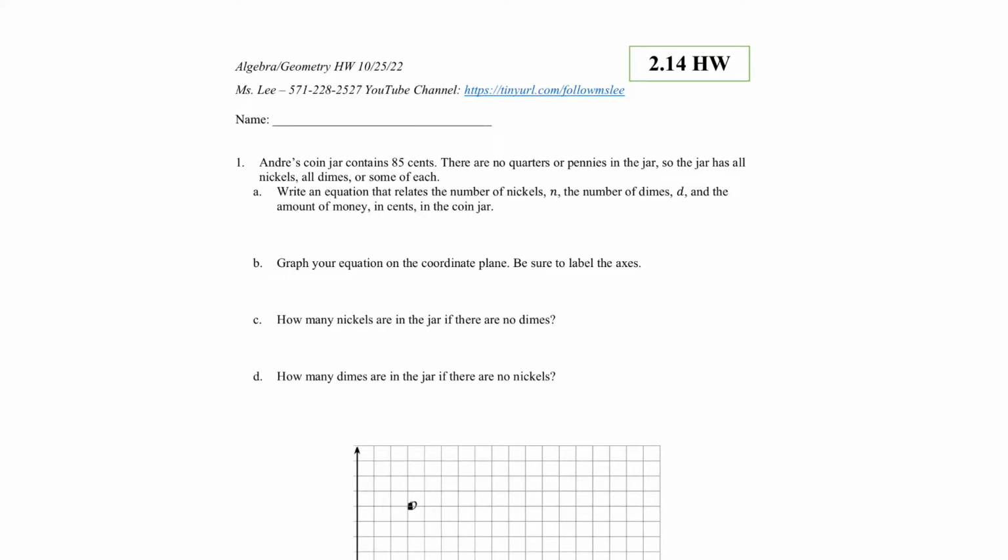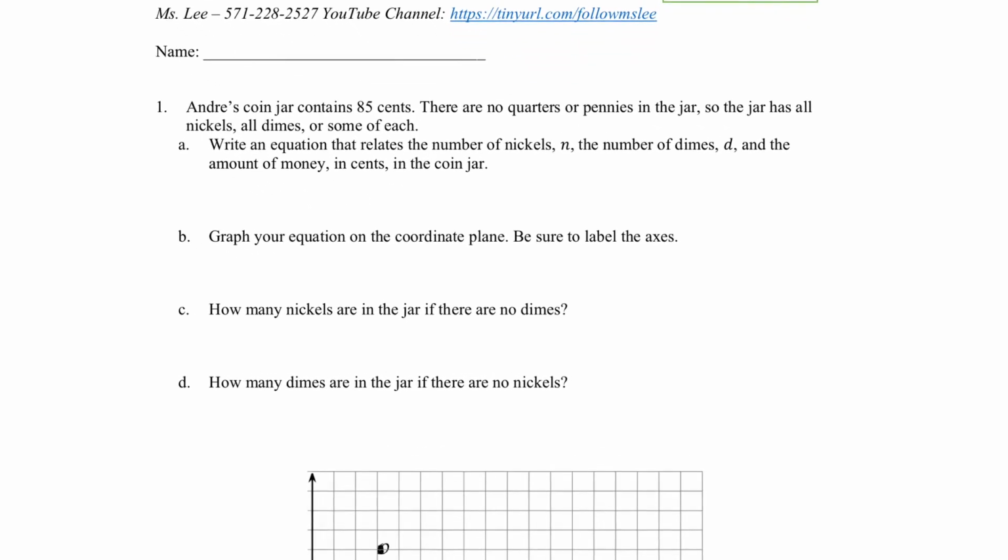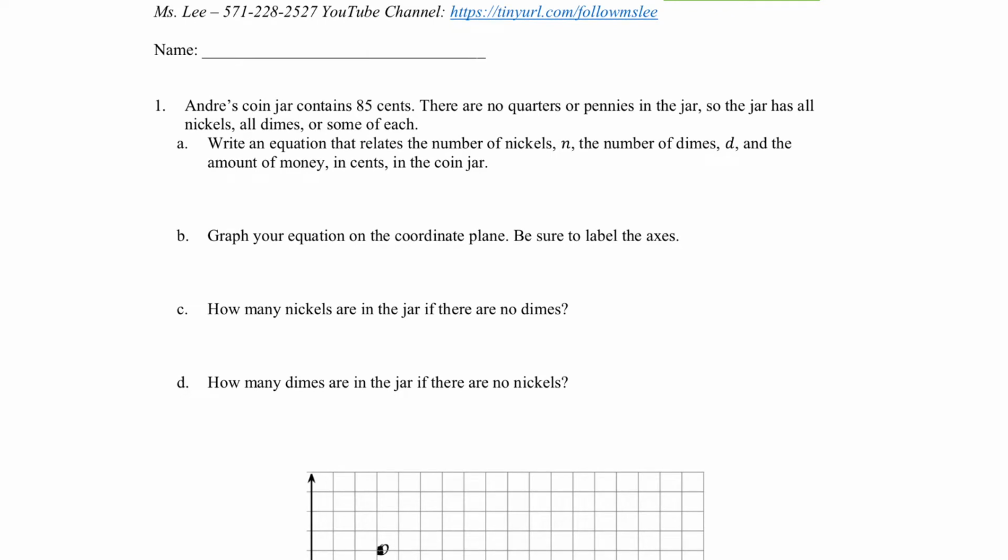Everyone, this is homework 2.14 and I'm going to go over probably most of the problems from today's homework. And if you need any help, please follow along. I recommend that you try as much as you can do on your own before you watch the video, just to see how much you can do. There will be a code word, so make sure you're listening.